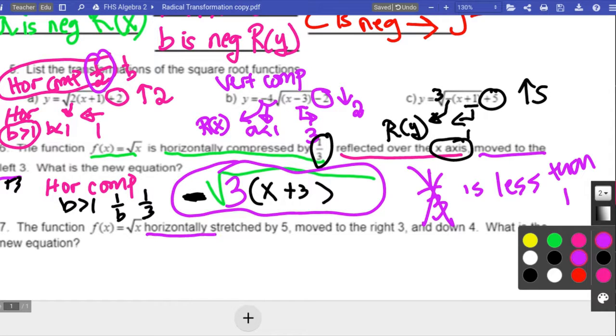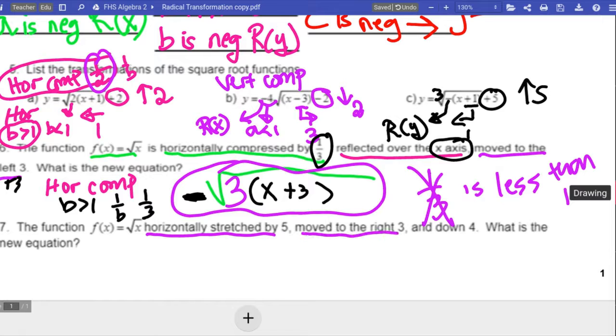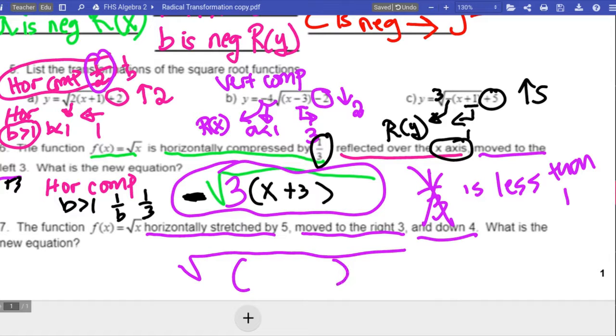All right, so we have a horizontal stretch by 5. We have moved to the right by 3 and down by 4. So it seems like we have 3 things to do there. I like to do the stuff that I'm comfortable with first. Move to the right. To the right, first of all, yeah, it's -3. Got it. And then we have a down 4. A down 4 has to be on the outside of the square root. Down 4, right? On the outside.